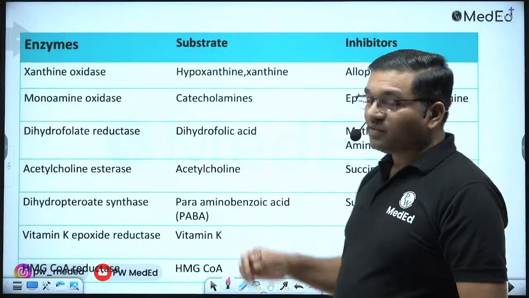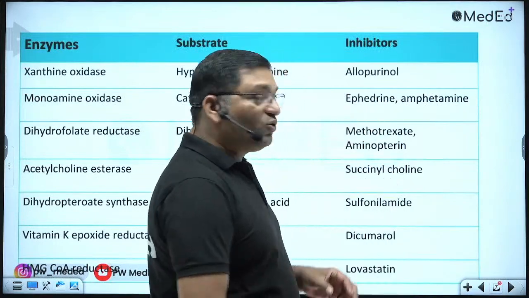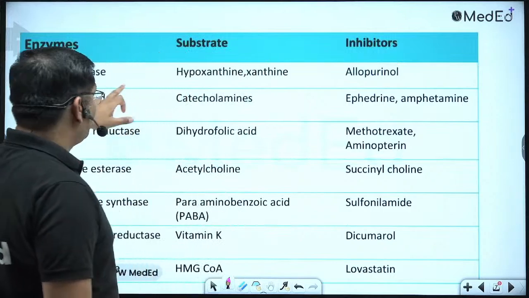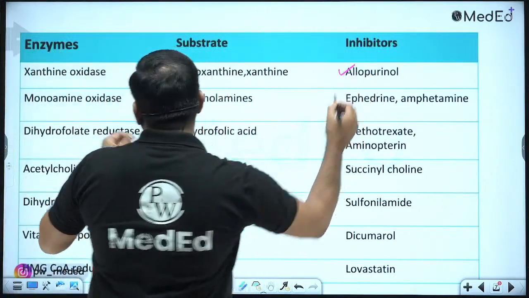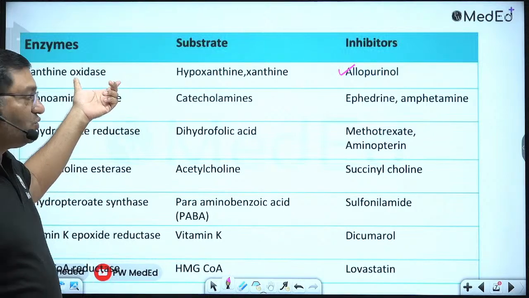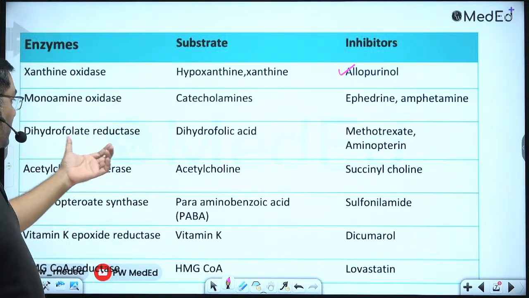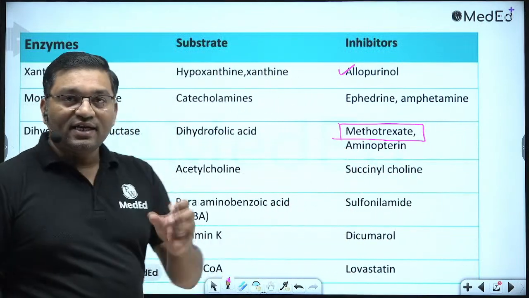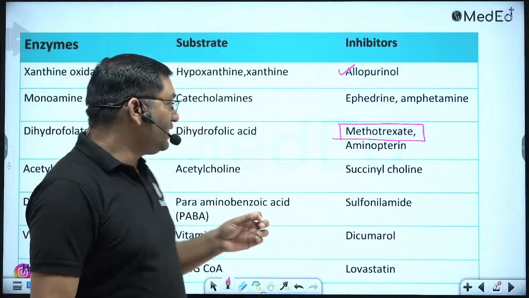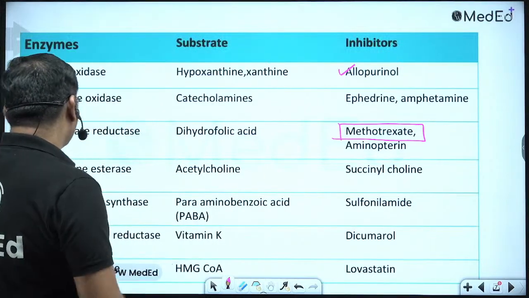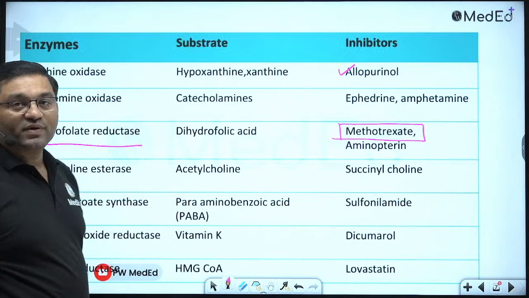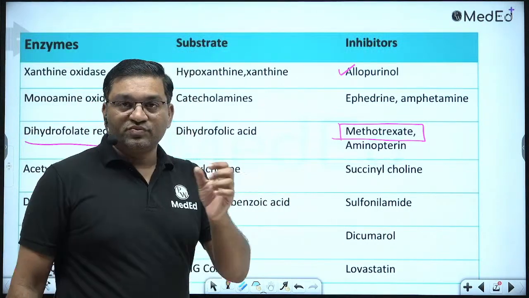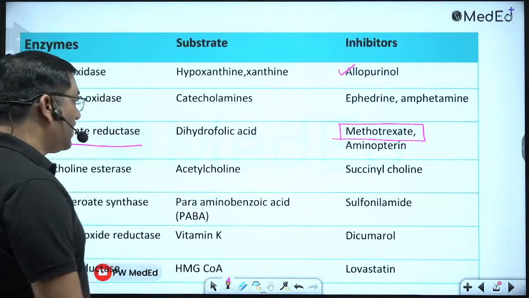These are the various examples of competitive inhibition and therapeutic drugs used in the treatment. They are important to remember. Allopurinol inhibits xanthine oxidase and is used in the treatment of gout. Methotrexate is an anti-cancer agent. It is an anti-metabolite that inhibits the dihydrofolate reductase enzyme. It is structurally similar to folic acid, and it is used in the treatment of cancer, as is aminopterin.